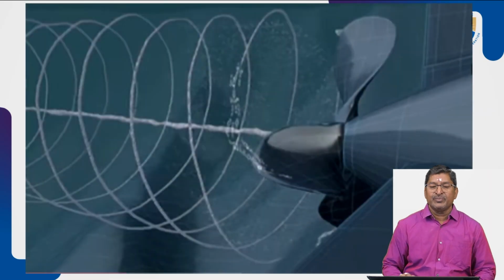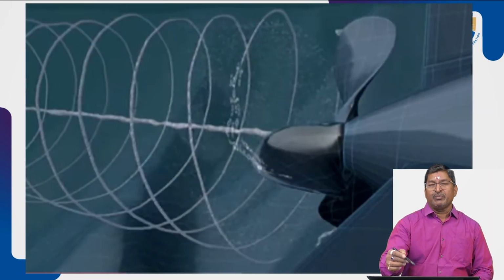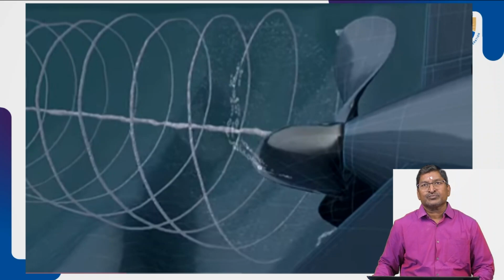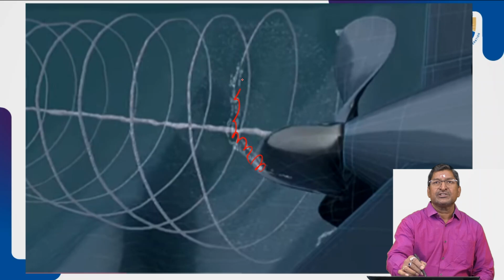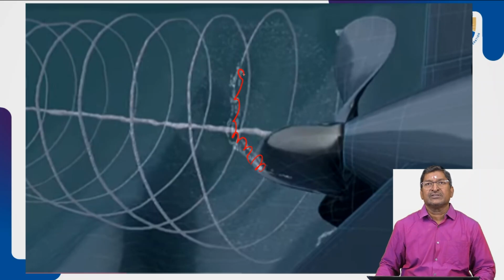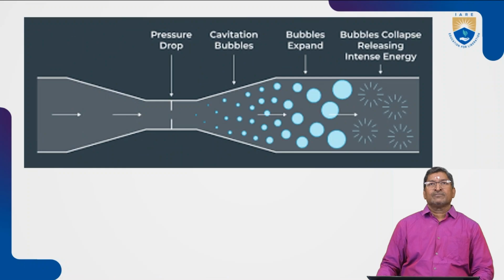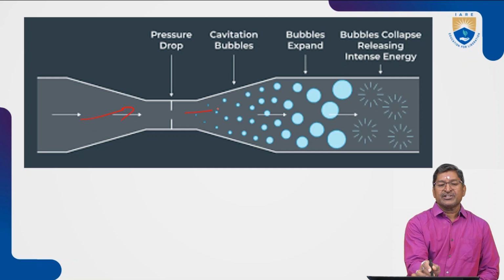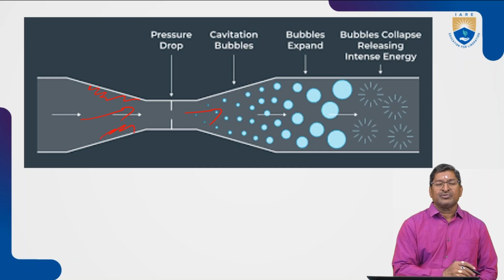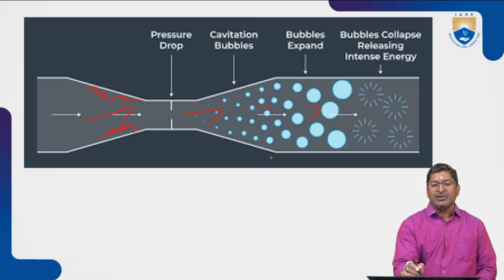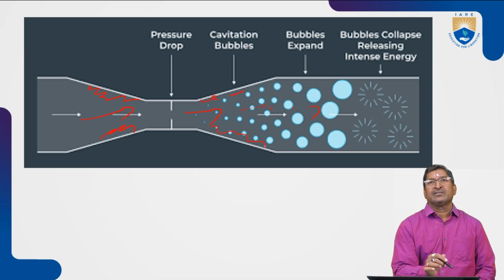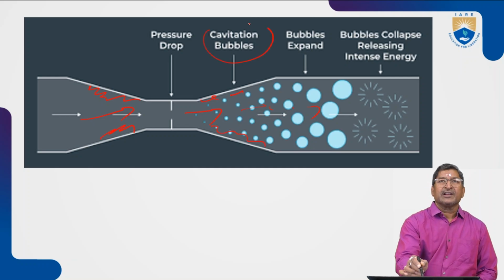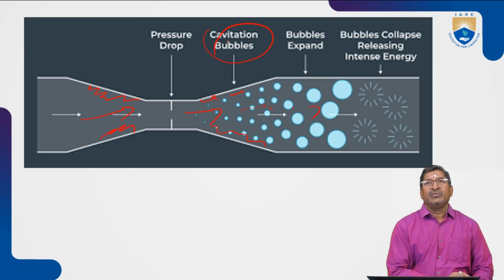So you can see this is a submarine. This is an impeller rotating, and you can see bubbles here. These are the formation of bubbles. You can also see it in this figure. Here the water is flowing in this direction, so the pressure will be more and nothing will happen. But whenever it comes like here, the pressure will become very low. That's why cavitation bubbles are formed here. Pressure dropping will occur here, so bubbles will be formed.